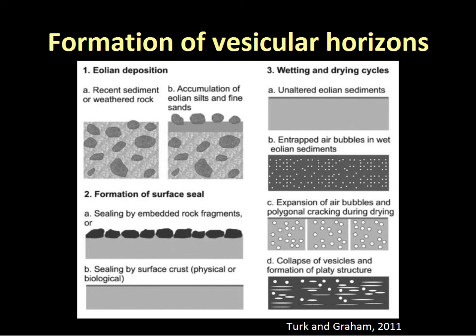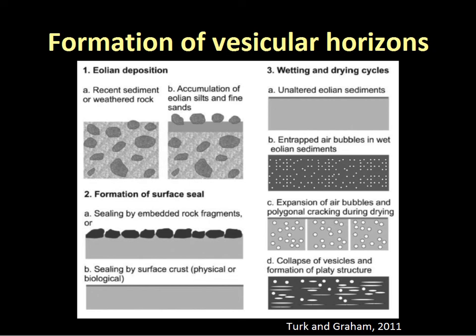The second step is that there has to be some sort of seal that forms at the surface that cuts off the above-ground atmosphere from the soil atmosphere. And this can be either a layer of rock fragments, like we have with the desert pavement, or it can be either a physical or a biological surface crust.